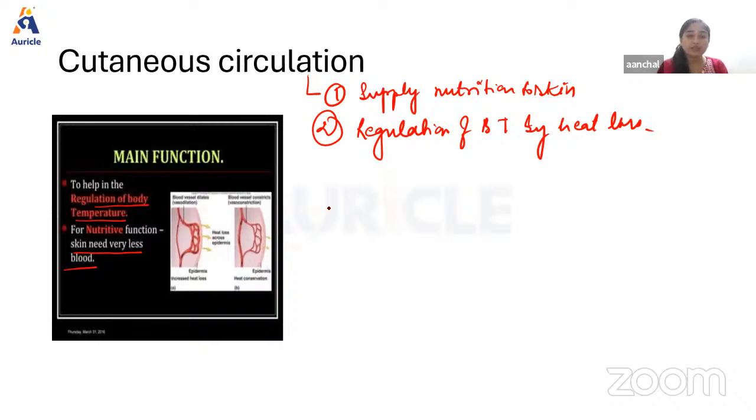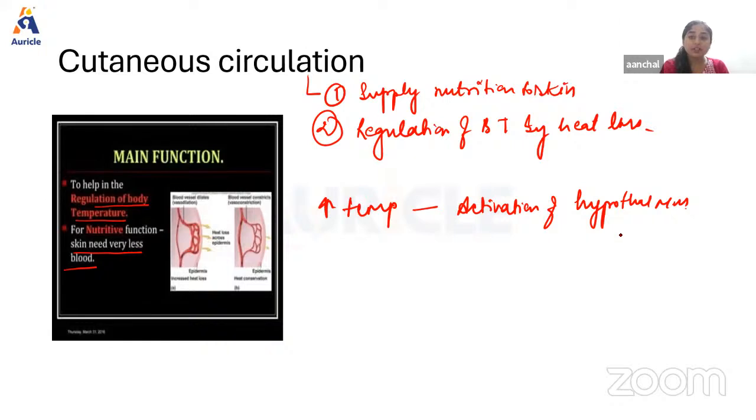Okay, so what happens whenever there is an increase in the temperature? Increase in temperature means there will be activation of the hypothalamus, and the hypothalamus in turn will cause vasodilation by acting through the medullary vasomotor center. So the vasodilation will be there, and there will be an increase in blood flow to the skin. Increase in cutaneous blood flow causes heat loss.